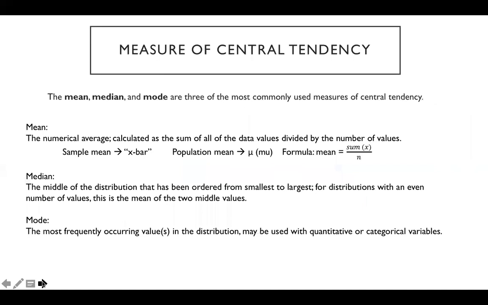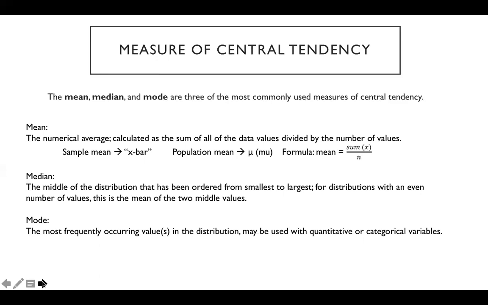So mean, median, and mode are three measures of central tendency you guys definitely want to know. You're probably most familiar with the mean, which is the average. We've used it a lot: x bar for a sample, mu for a population. The formula for the mean, if you have to calculate it, is the sum of all of your x's divided by the number of values, or the number of x's you have.